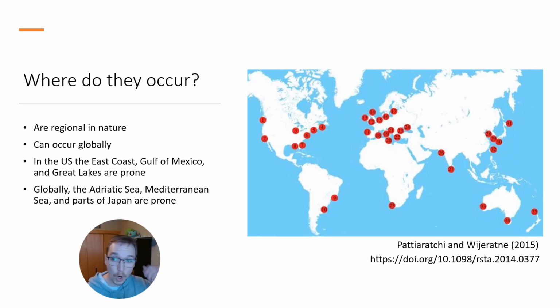So where do they occur? Well, meteotsunamis are regional in origin and can occur all over the world. In the United States, conditions for destructive meteotsunamis are most favorable along the East Coast, the Gulf of Mexico, and in the Great Lakes, where they pose a greater threat than earthquake-generated tsunamis.